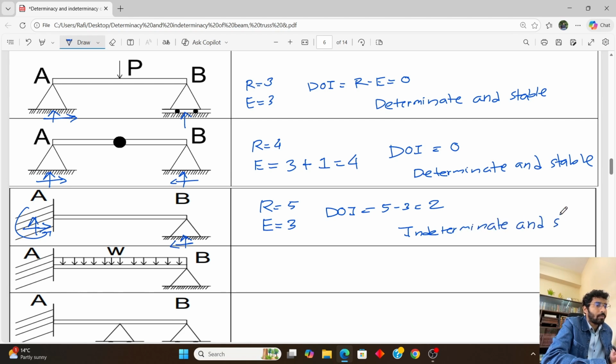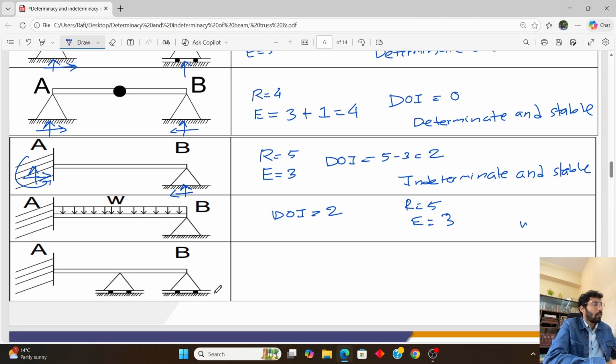and stable. Okay, so if we look at the fourth problem, we will see that there is a fixed support acting at A, and at B there is a hinge support. So this is quite similar to the third problem. So here the DOI value will be 2 also, R value will be 5 and E value will be 3, and it will be an indeterminate and stable structure.